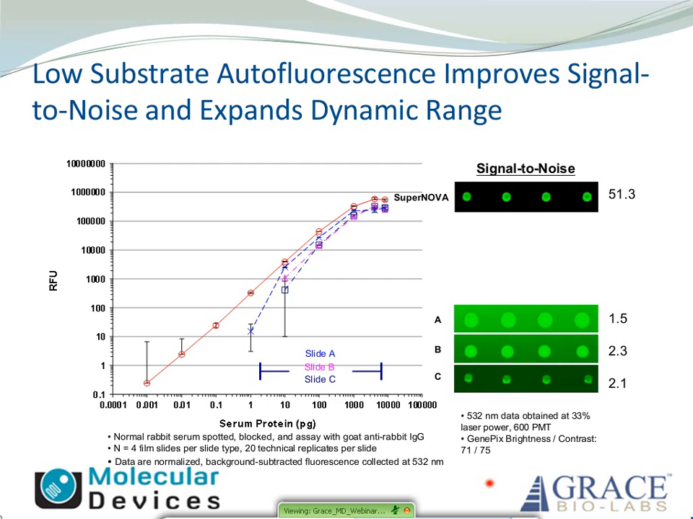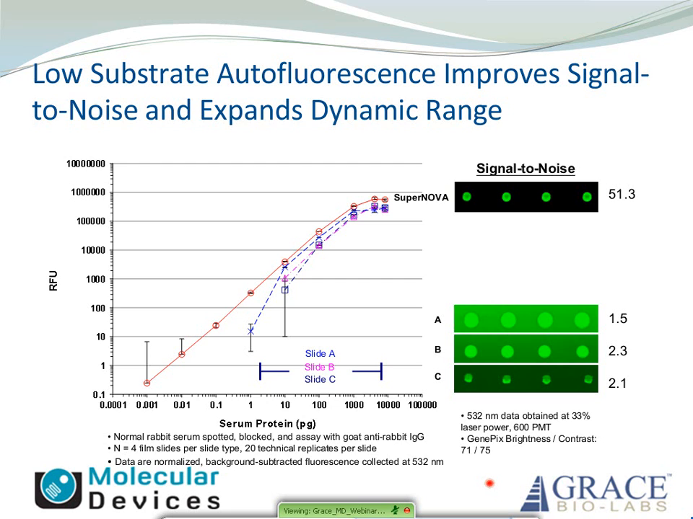So in addition to high protein binding, for fluorescent endpoints, it's important to consider the background fluorescence of the binding substrate. So here's an example showing how porous nitrocellulose film slides are not all equivalent and how high background fluorescence can greatly hinder the ability to detect low abundance signal.